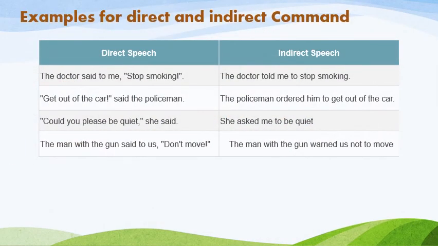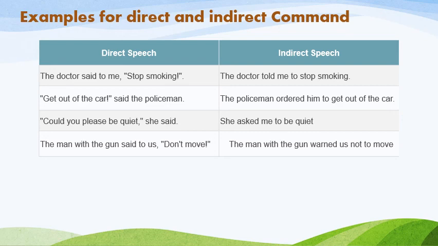Some examples of how to transfer the command from direct to indirect. For example, the doctor said to me, "Stop smoking." I'm going to say the doctor told me to stop smoking. Look, he changed the words "said to" into "told." It could be "advised," the same thing. And he removed the speech marks and added the word "to," because this is affirmative. It is not "never" or "don't." And he completed the sentence.